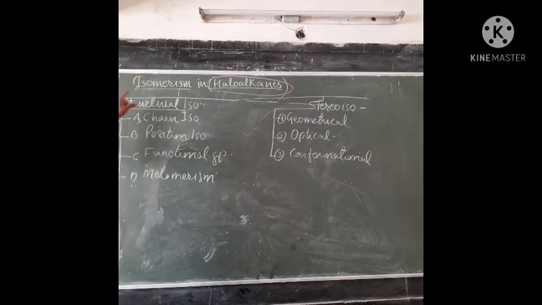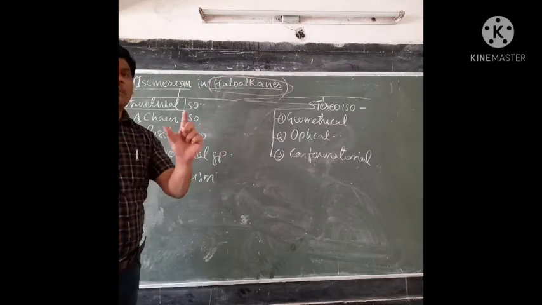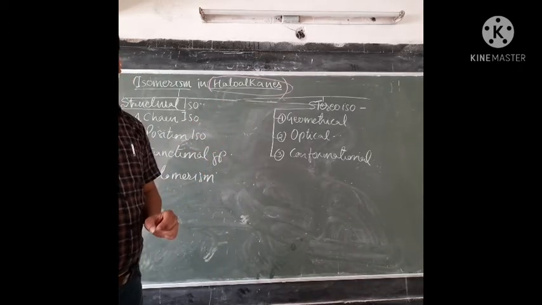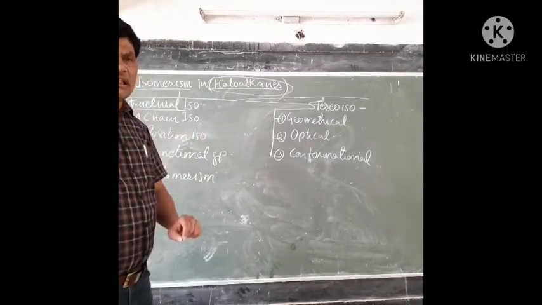So here we have to use our intelligence. Like here, what is chain isomerism? Chain isomerism is where the main carbon chain has a different number of carbons, but the molecular formula is the same.